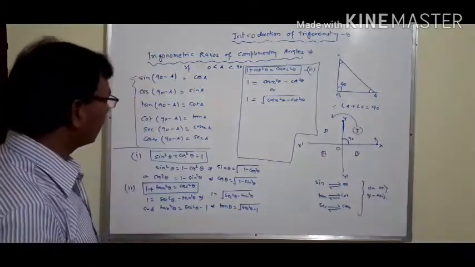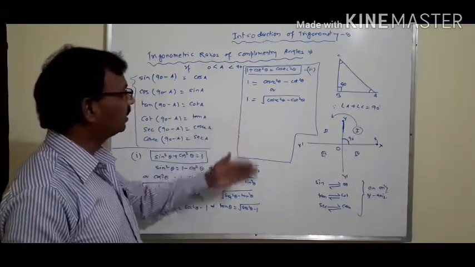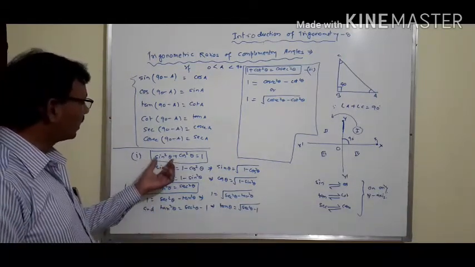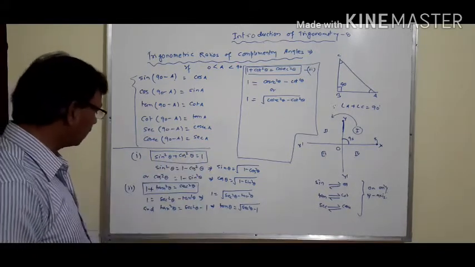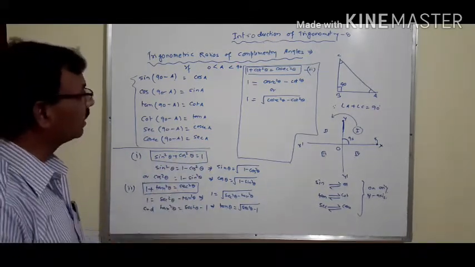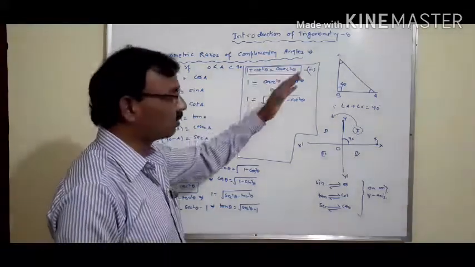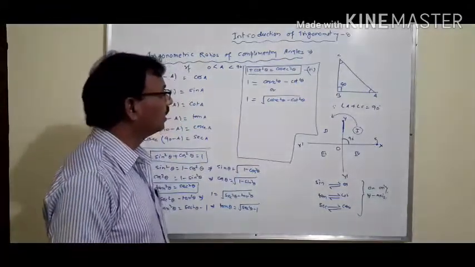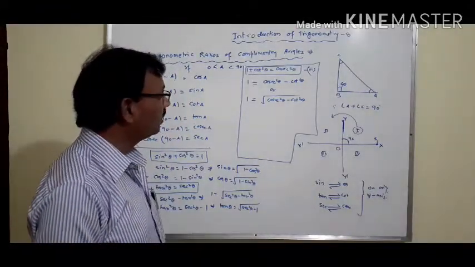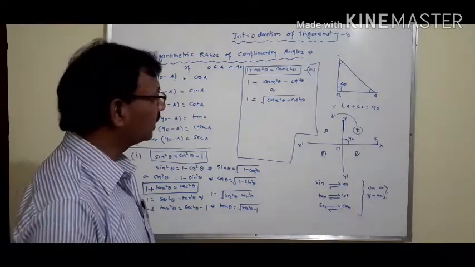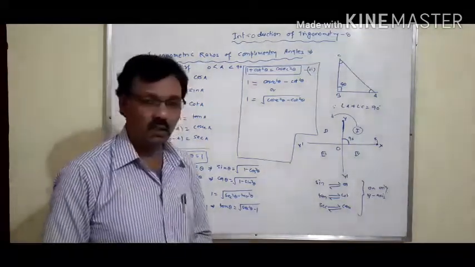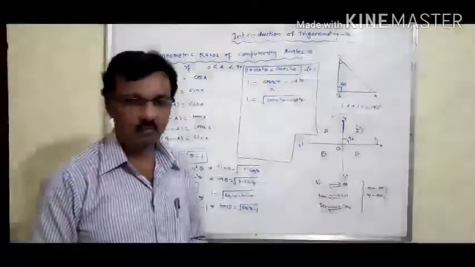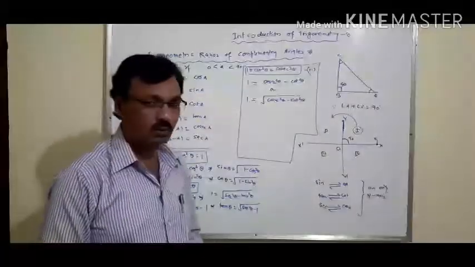These are some basic identities, and in your syllabus it is given: sin square theta plus cos square theta equals 1, 1 plus tan square theta equals sec square theta, and 1 plus cot square theta equals cosec square theta also. The proof of these identities you can find in two ways. First is geometrically and second is algebraically. Now in the next video we will take some examples related to this chapter.